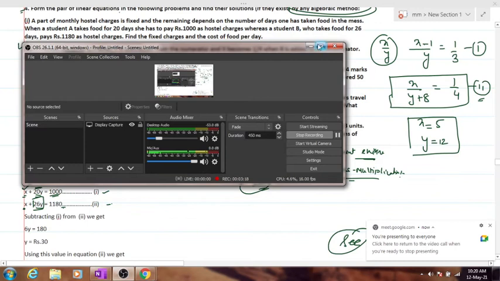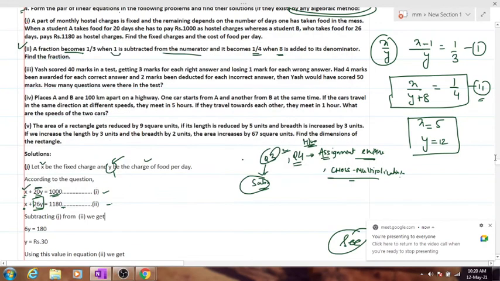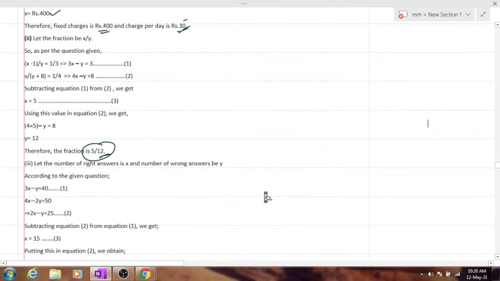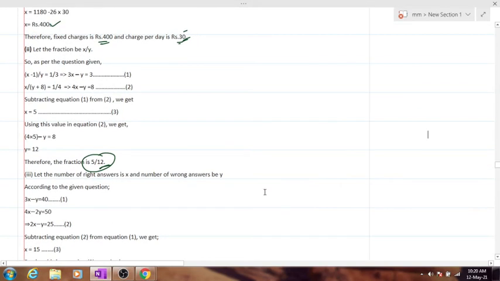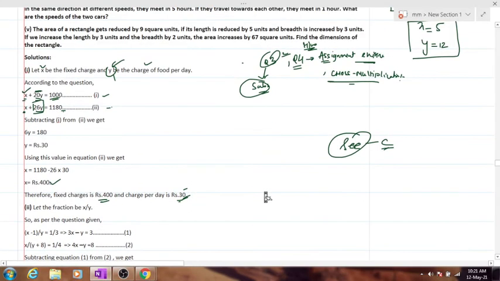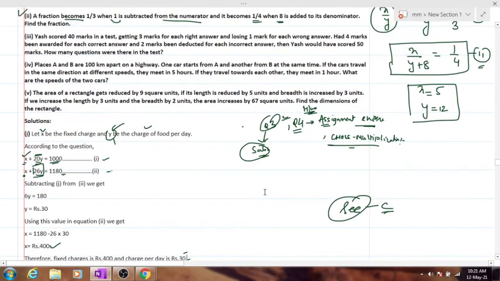I hope people have got the answer as x is equal to 5 and y is equal to 12. If you haven't, take the solution. This is how the solution looks like. And people who have the book in front of them, kindly start doing question number 3 if you haven't done it. Take a screenshot of this. And now, after you are done with this, we'll move on to question number 3.